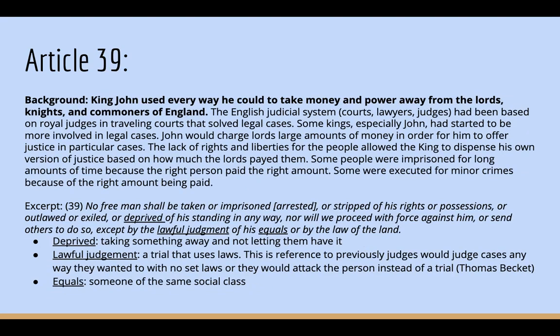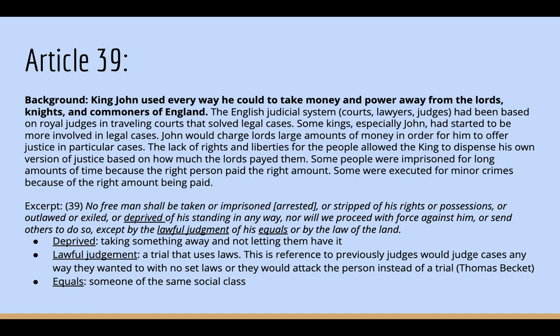All right, lastly, Article 39. So some background. King John used every way he could to take money and power away from the lords, knights, and commoners of England. The English judicial system, so courts, lawyers, and judges, had been based on royal judges in traveling courts that solved legal cases. Some kings, especially John, had started to be more involved in legal cases. John would charge lords large amounts of money in order for him to offer justice in particular cases.